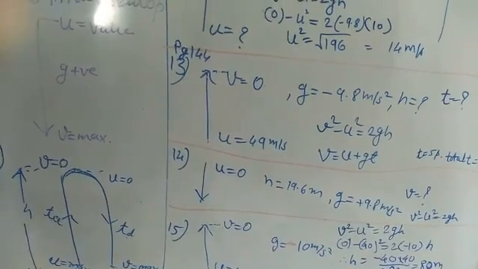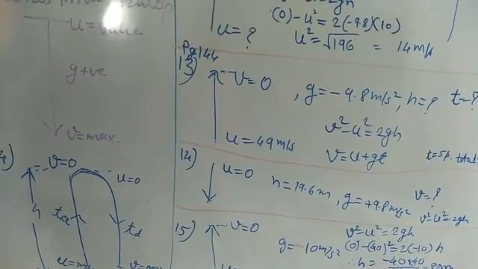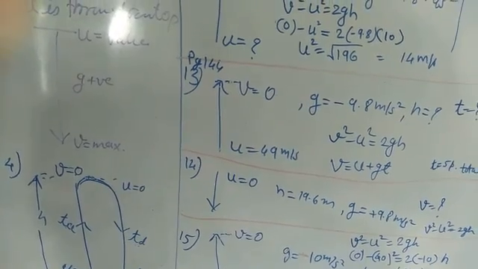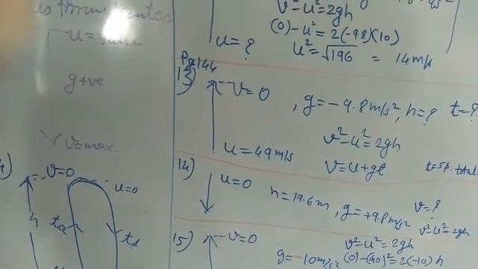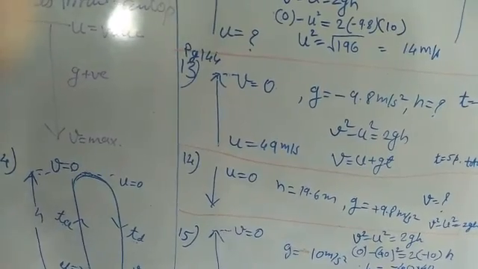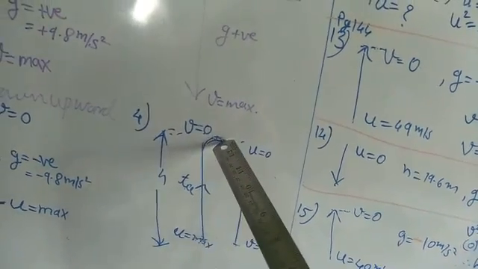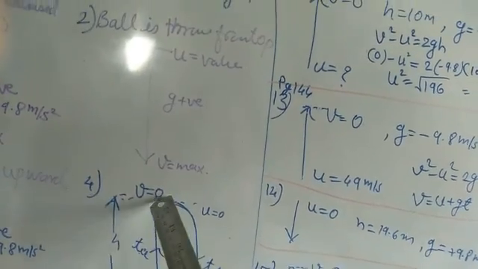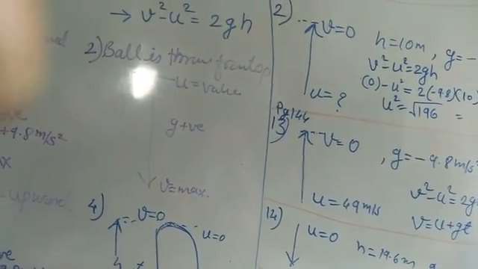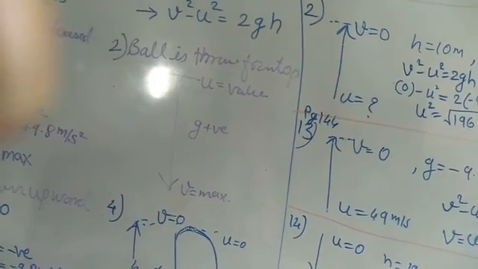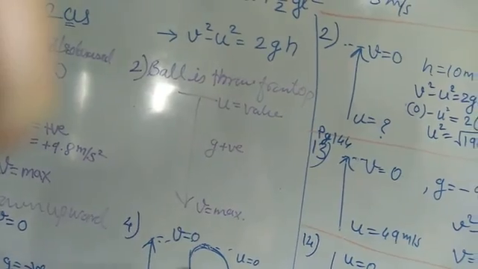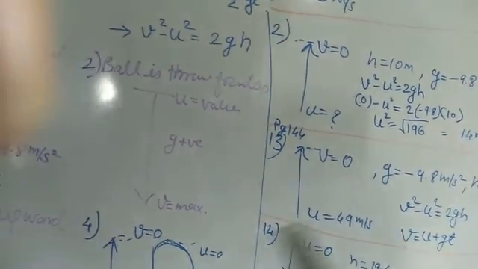Some numericals we are going to see on page number 144. Question number 13. A ball is thrown vertically upward with the velocity 49 meter per second. Calculate the maximum height and total time taken. It means it will be this type of situation. The ball is thrown and we have to find the total time. So when the ball is thrown, it will have some velocity, that is already given to us. The final velocity will be 0. Now as it is going up, we have to take the value of g as negative.